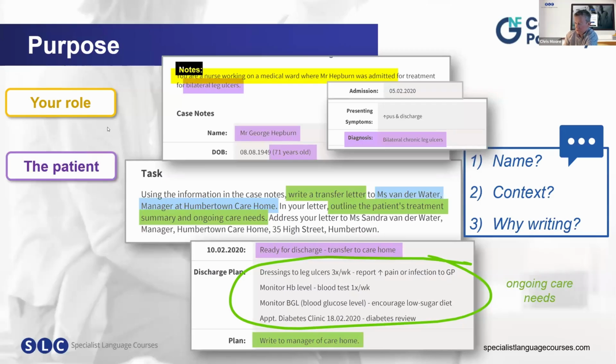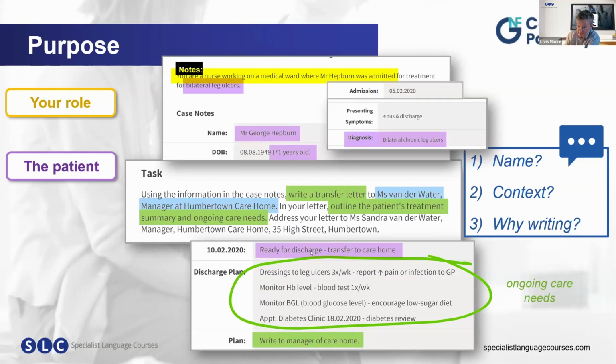The patient, who's the patient? So we know that it's Mr. George Hepburn. Here's his name, top of the case notes. Here's his date of birth. So he's 71 years old, getting on a bit. And we know that he has a diagnosis of bilateral chronic leg ulcers. This will be at the end of the case notes, the diagnosis, but also here in the notes here. And then we also know that the patient is now ready for discharge.